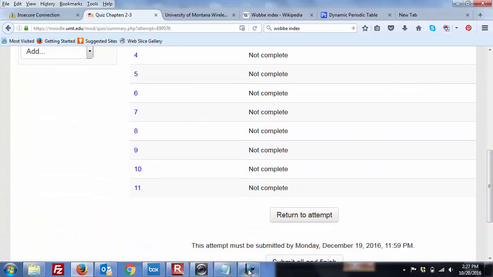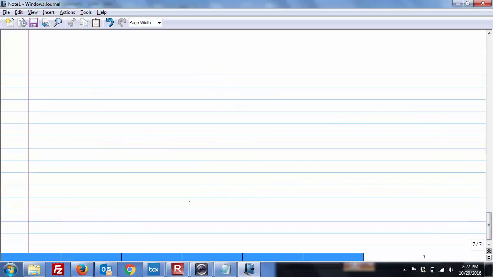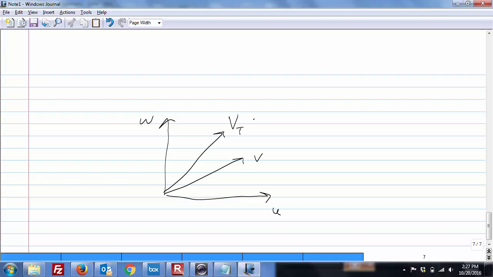So that was all that was on that problem. Sometimes when you're looking at velocities, let's just say I had a velocity in 3 directions. I might have U, V, and then W. So if I had some other velocity up in here, the velocity total would equal U plus V plus W. So that's something you'll see in the textbook too. Instead of using a V for velocity, use a U.